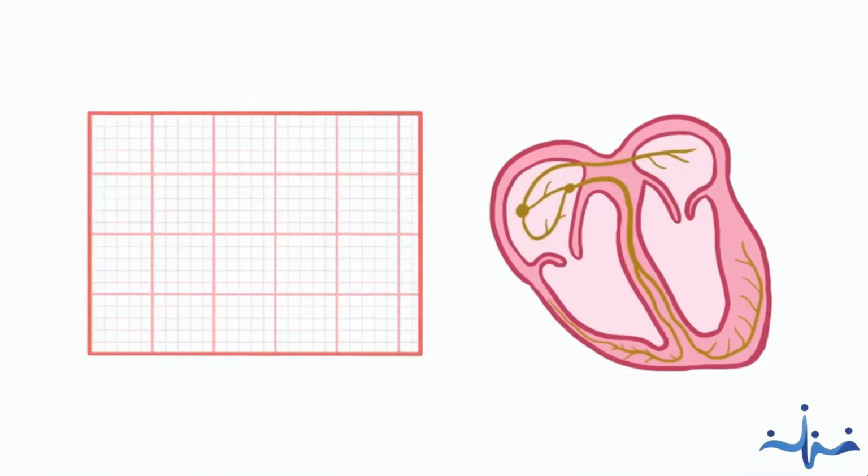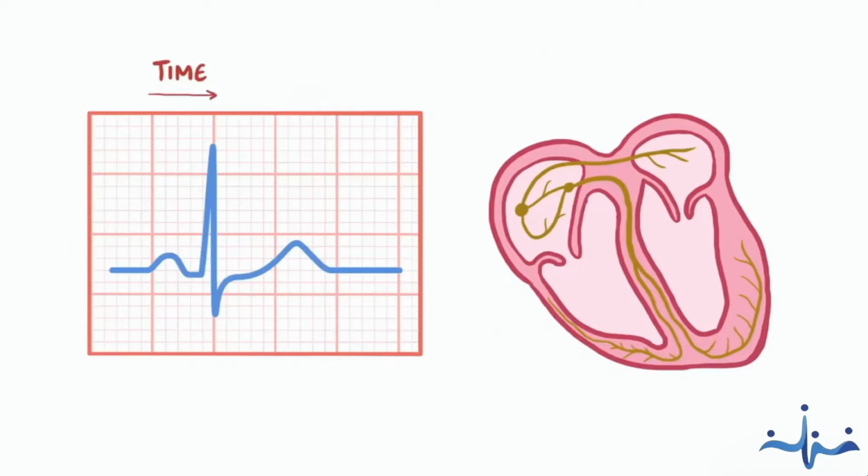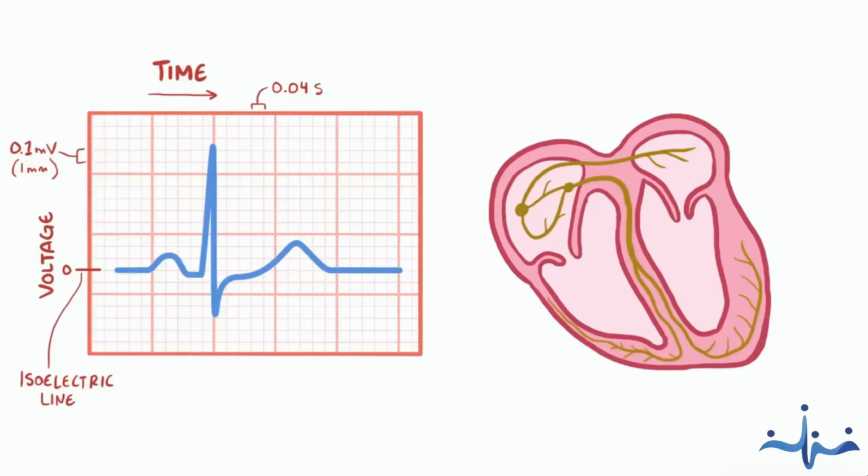Now, the ECG measures changes in time on the x-axis, where one small box is 0.04 seconds, and voltage on the y-axis, with each small box being 0.1 millivolts, sometimes called 1 millimeter. And 0 is called the isoelectric line. The tracing shows positive or negative deflections away from this line.